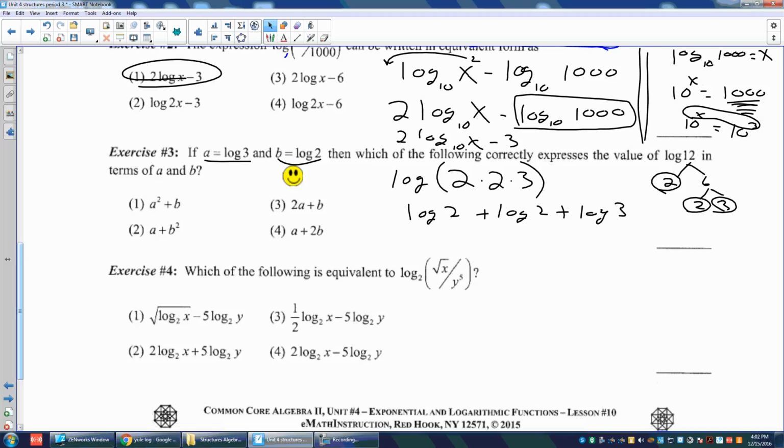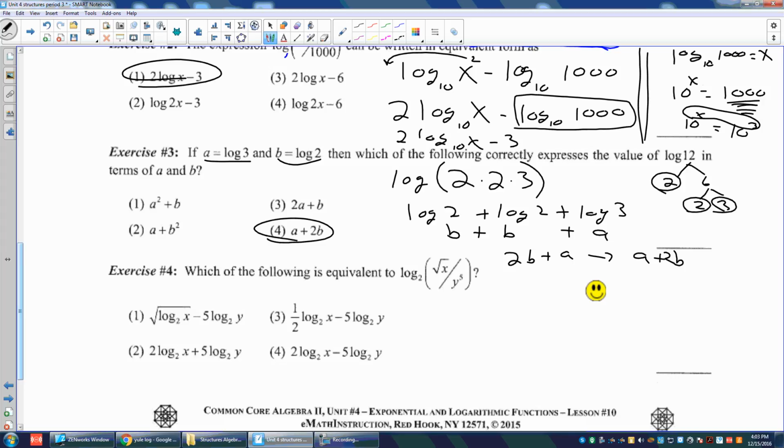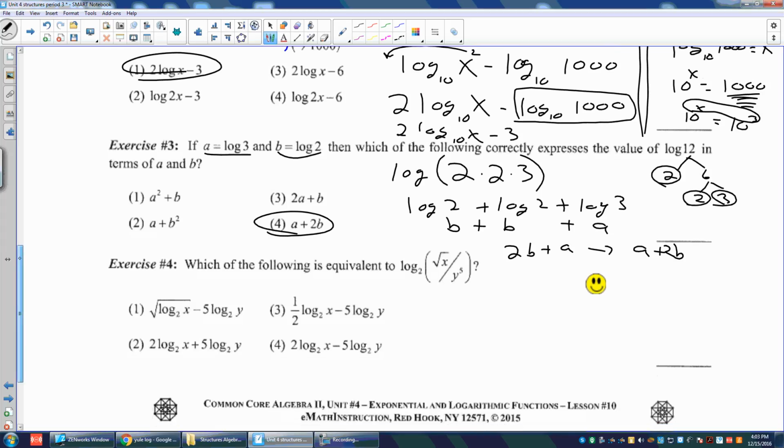So it says up here, log of 3 is a. So everywhere I see log of 3, I just write an a. Says up here, log of 2 equals b. So that's a b, and that's a b. So I have b plus b plus a. Not there. Let me see. b plus b is 2b plus a. Not there. Oh, you can commute addition. So that equals a plus 2b. There it is. I know that's a lot to swallow. I suggest you watch it again.